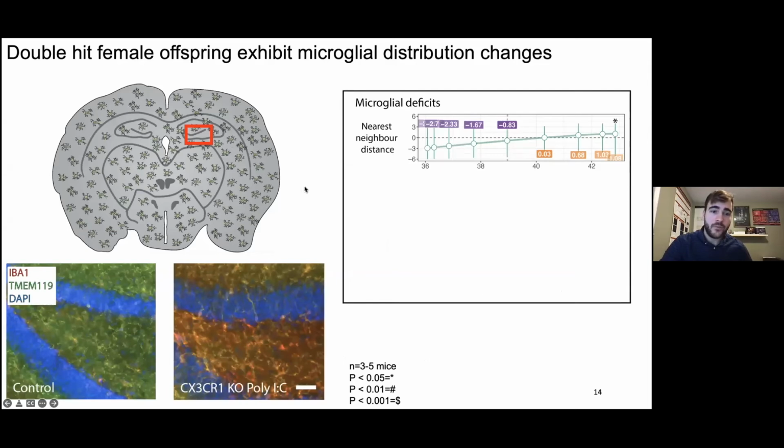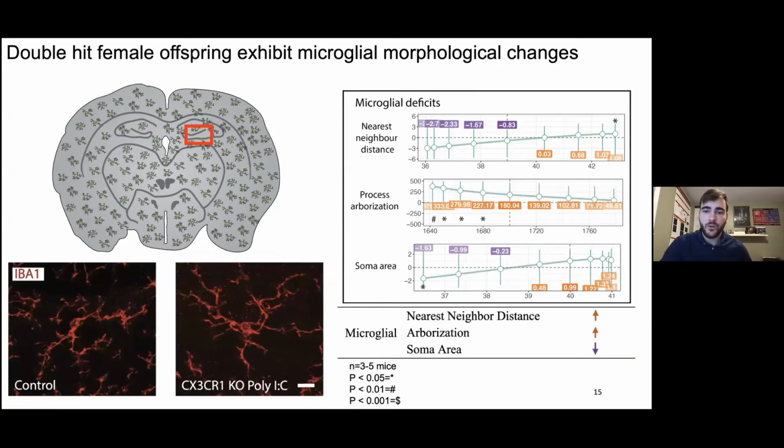After this, we wanted to look at the microglia, and in the dorsal hippocampus, we saw an increase in nearest neighbor distance in the microglia in the brain. Then using confocal microscopy, we saw an increase in process arborization and a decrease in their soma area, which was super interesting. It might suggest that microglia in the brain in this condition are trying to survey the brain more by having more processes, a smaller soma, and being more ready for what's coming up.